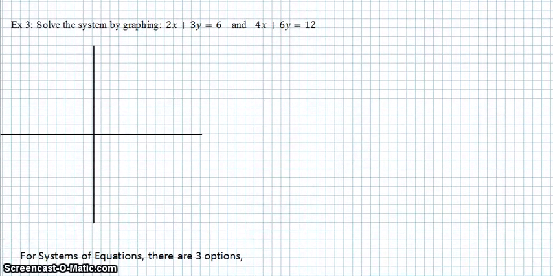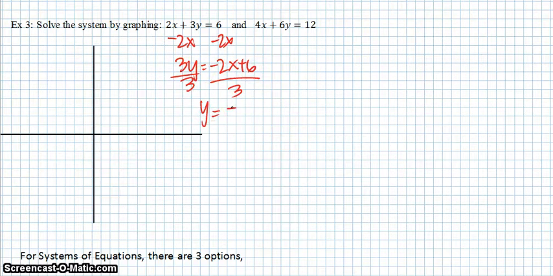And last one. So again, do the same thing. Change into y equals mx plus b. So subtract 2x, subtract 2x. 3y equals negative 2x plus 6 divided by 3. So y equals negative 2/3 x plus 2.